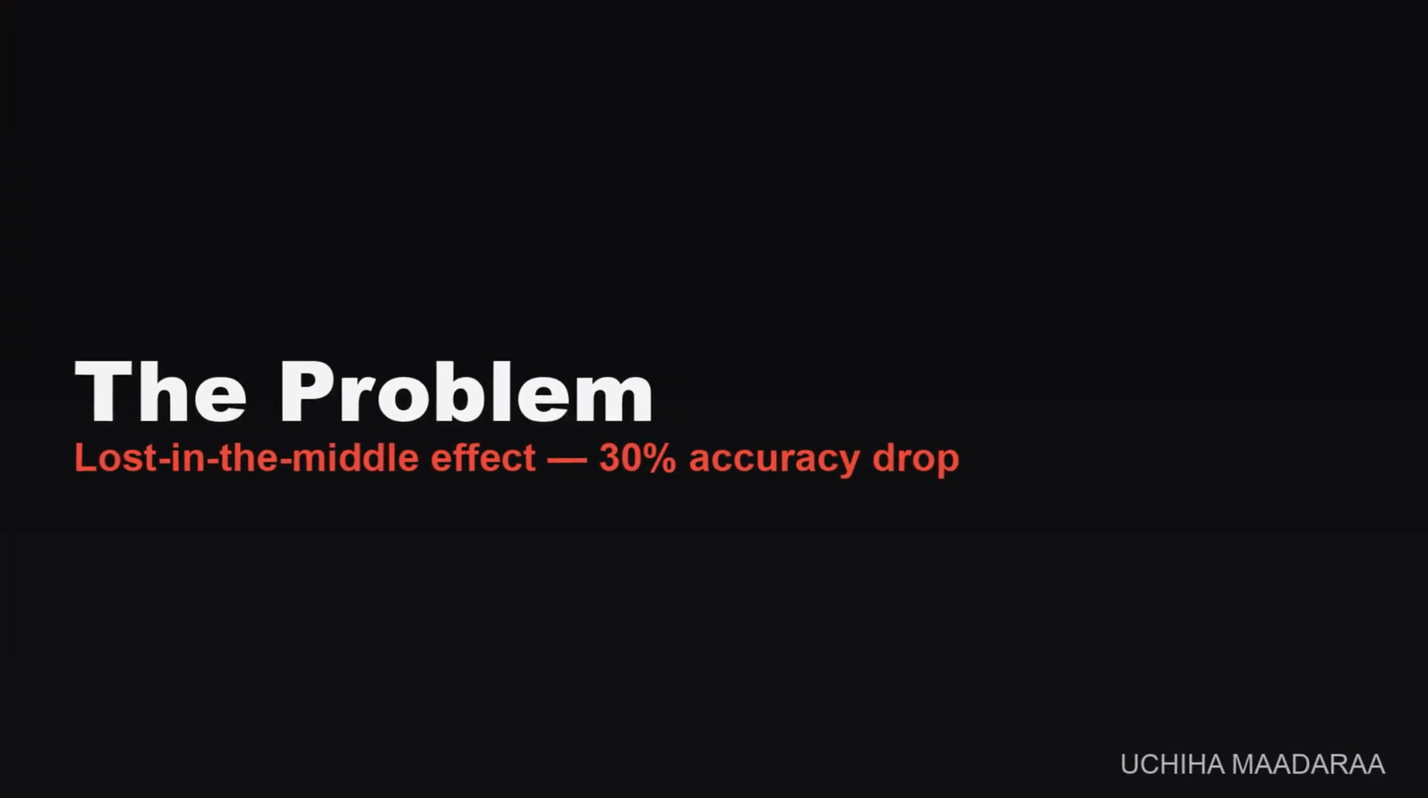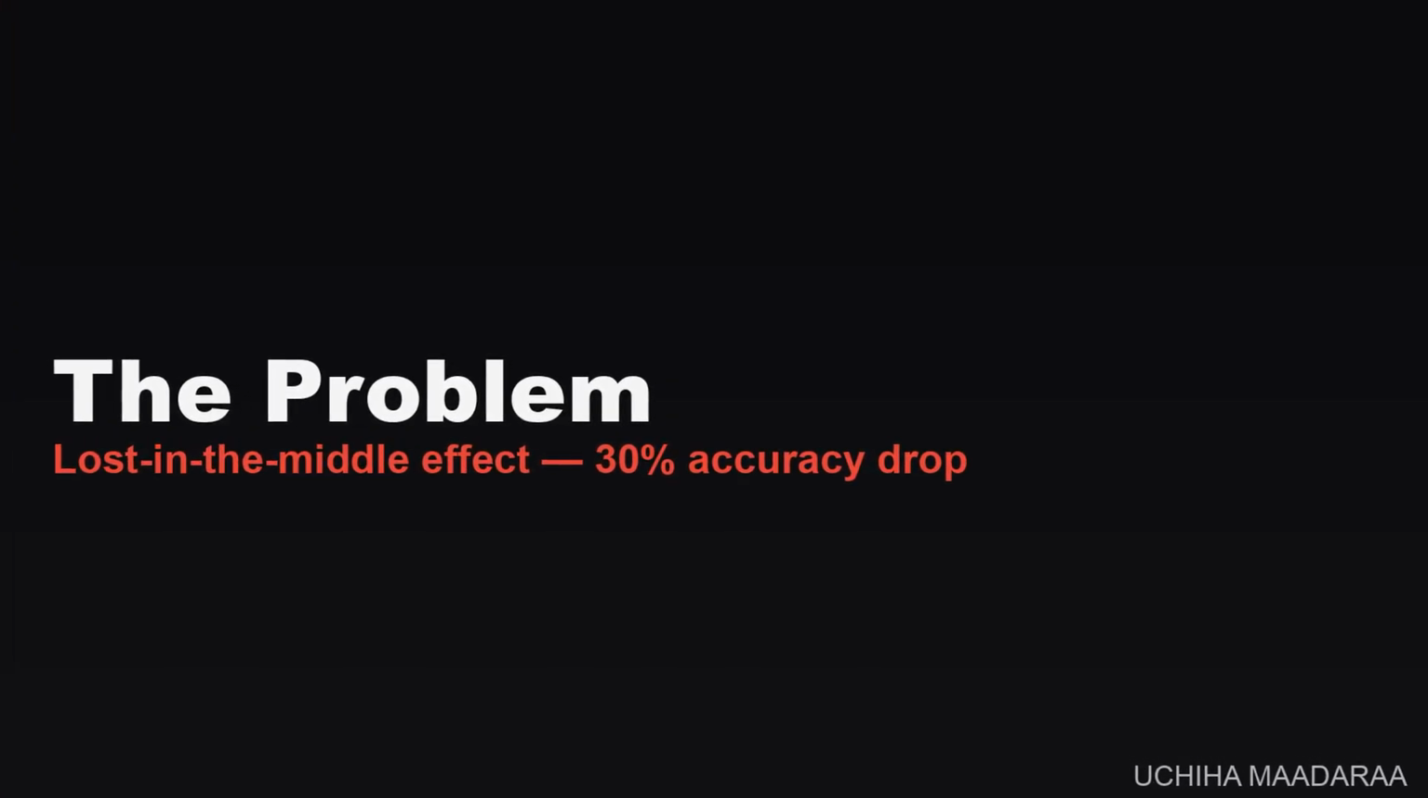This is called the lost in the middle problem. Stanford published a paper on it back in 2023. They tested Claude, GPT-4, and others on retrieval tasks where the answer was placed at different positions in a long context. Accuracy when the answer was at the start, high. At the end, also high. In the middle, it dropped by up to 30%. Same model. Same prompt. Just different position.